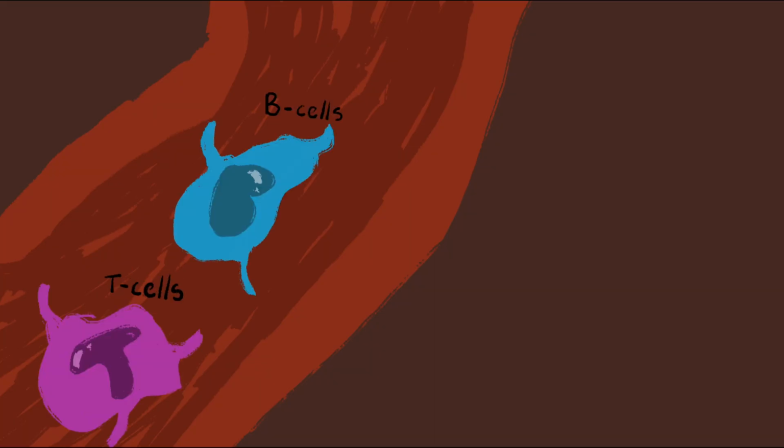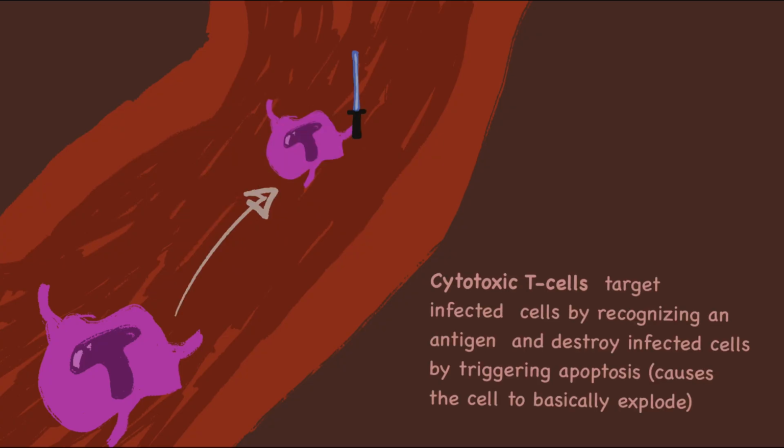T cells can differentiate into a few different subtypes of cells. First are cytotoxic T cells. What they do is basically target the infected cell or the pathogen based off of these parts that they have called antigens. Then they trigger apoptosis, or cell death, in these cells, which causes them to basically explode.